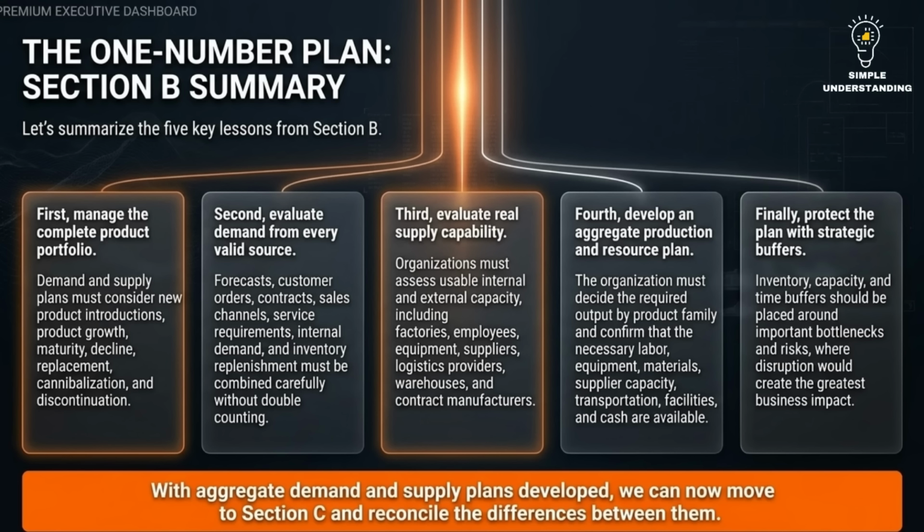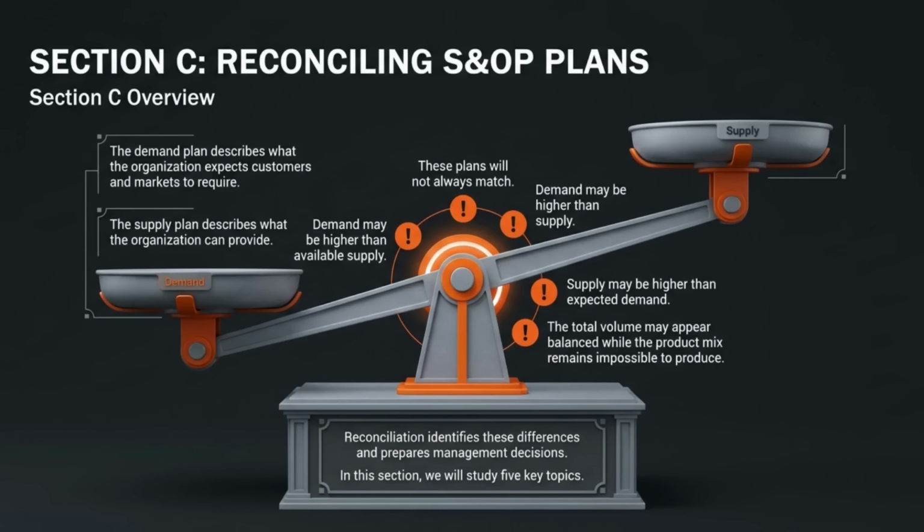Fifth, protect the plan with strategic buffers. Inventory, capacity, and time buffers should be placed around important bottlenecks and risks where disruption would create the greatest business impact. With aggregate demand and supply plans developed, we can now move to Section C and reconcile the differences between them. Section C. Reconciling S&OP plans.